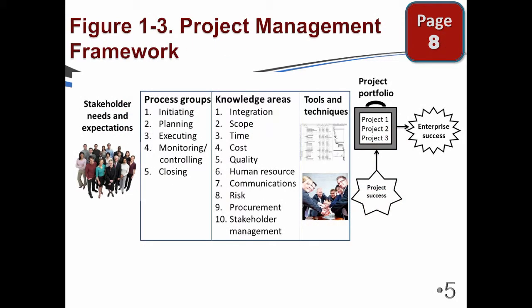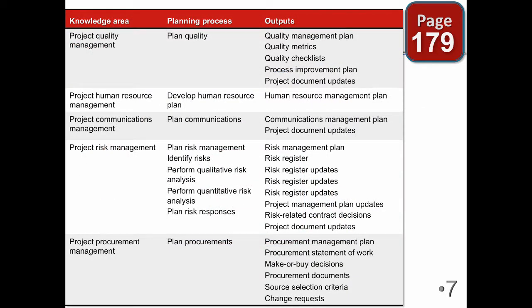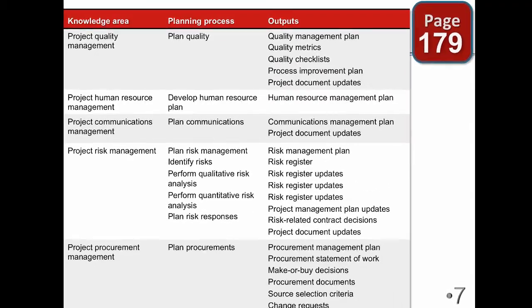Just to give a big picture overview, this is from page 8. Remember our overall chart. Today we're going to look at these 6 in these 2 presentations. We're going to look at quality, human resource management, and communication management in this presentation. And these are our key knowledge areas, our planning processes, and our outputs.